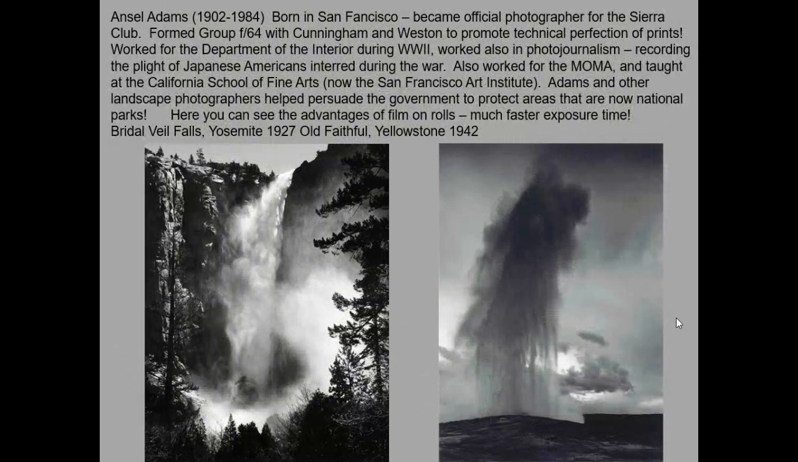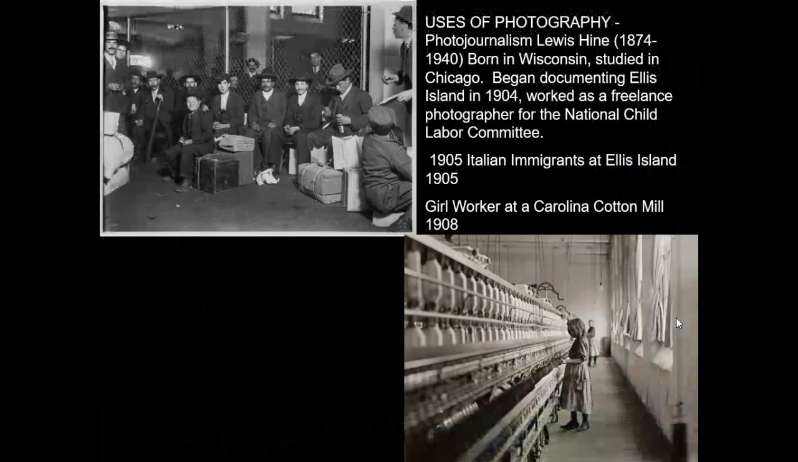We can certainly see the evolution of the use of the camera for a variety of purposes other than just photojournalistic recording of history. Ansel Adams, of course, famously used the camera to record beautiful images of nature, both in what became public parks and in other forms. These are examples from Yosemite and Yellowstone.